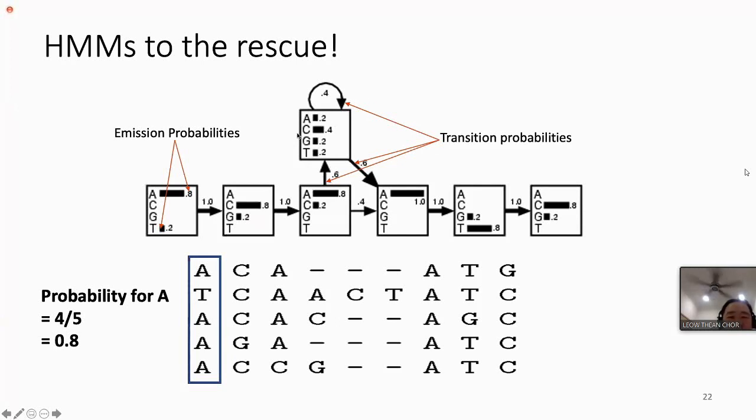Same thing at column 1, you can do some calculation. At column 1, there are 1, 2, 3, 4 A and 1 T. So the probability for A at column 1 is 4 divided by 5, equal to 0.8. The probability for T aligned at column 1 is 1 divided by 5, equal to 0.2. Very simple, right? And then in between, there are emission probability and also transition probability.